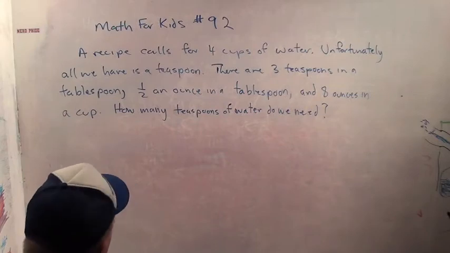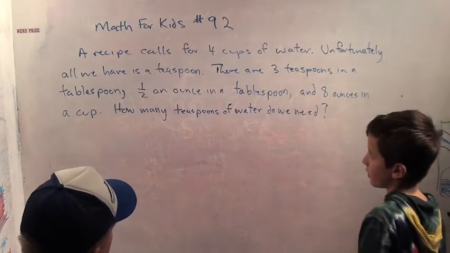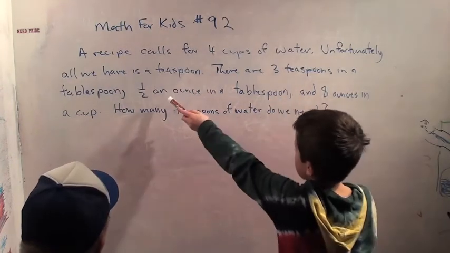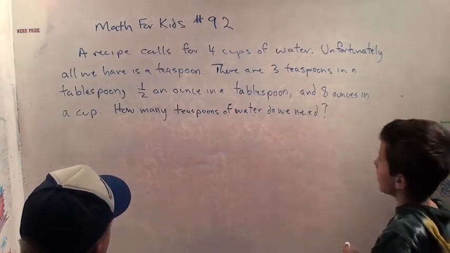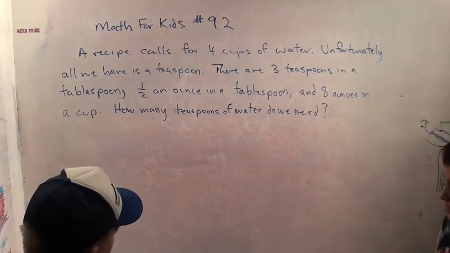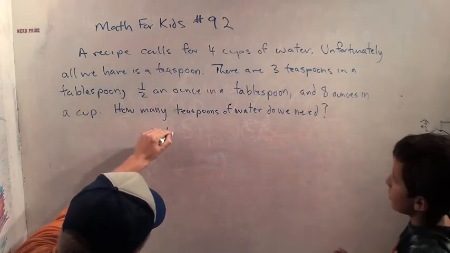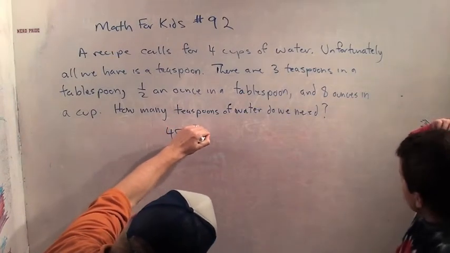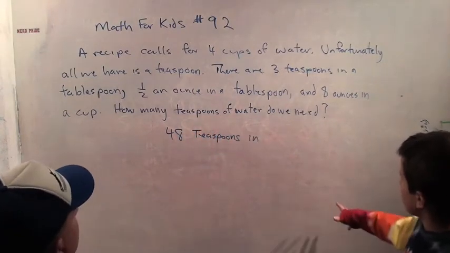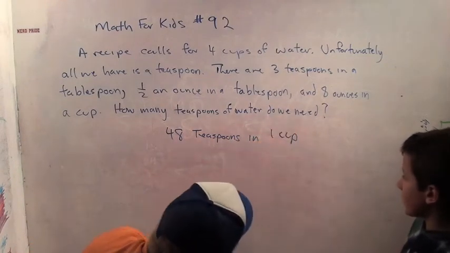Well, I have an idea. There are 3 teaspoons in a tablespoon. So there's 3 teaspoons in half an ounce, which equals 1 tablespoon. So there's 6 teaspoons in 1 ounce, and then you multiply it by 8. 6 times 8 is 48. So there's 48 teaspoons in 8 ounces, which is 1 cup. But now you have to multiply 48 by 4.